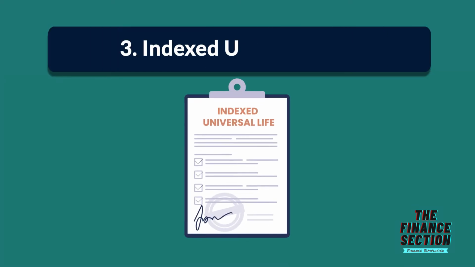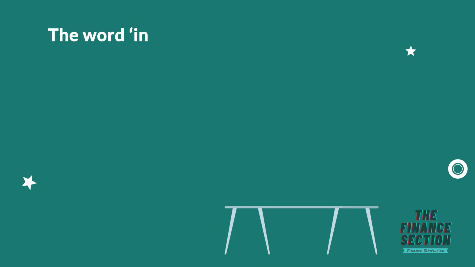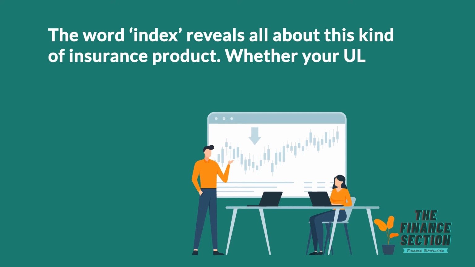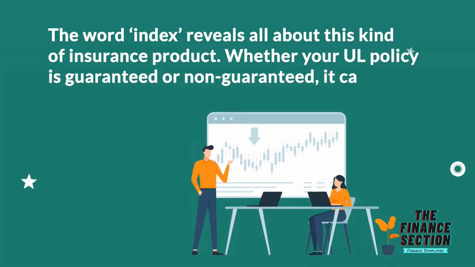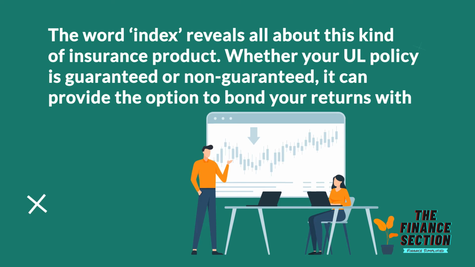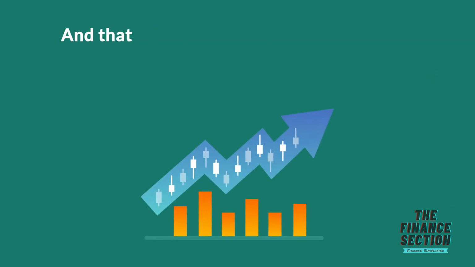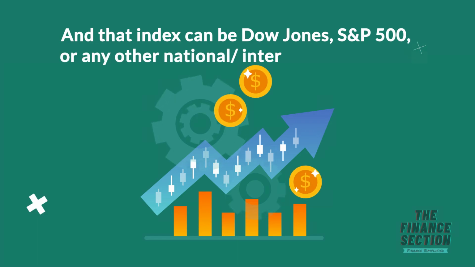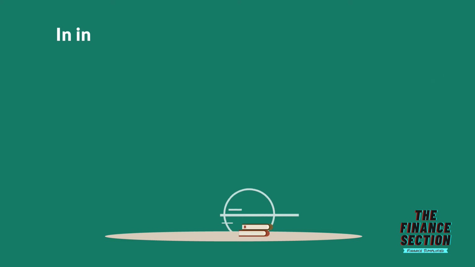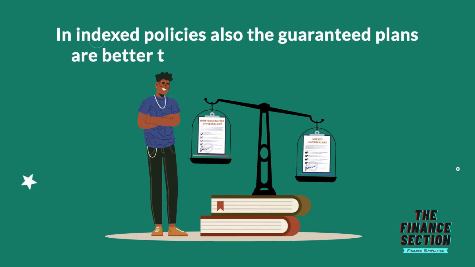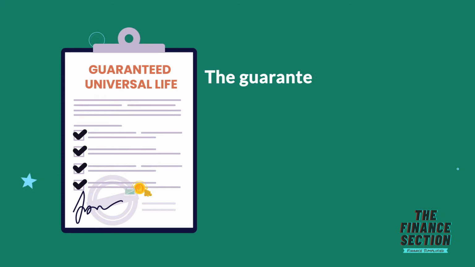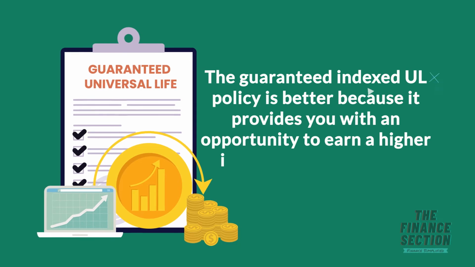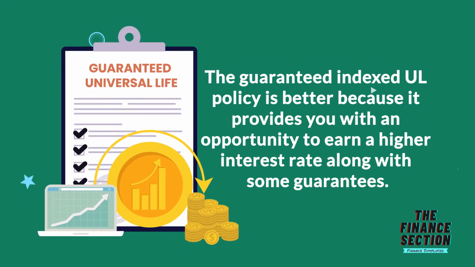3. Indexed universal life. The word index reveals all about this kind of insurance product. Whether your UL policy is guaranteed or non-guaranteed, it can provide the option to tie your returns to a market index. And that index can be the Dow Jones, S&P 500, or any other national or international market. In index policies, also, the guaranteed plans are better than the non-guaranteed ones. The guaranteed indexed UL policy is better because it provides you with the opportunity to earn a higher interest rate along with some guarantees.